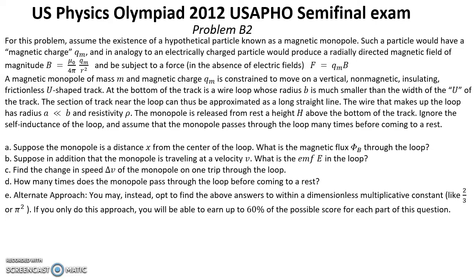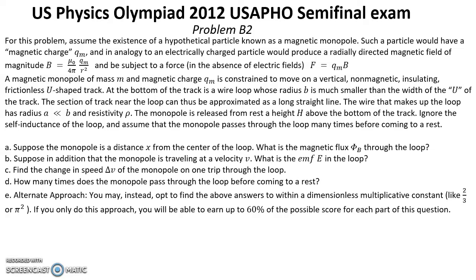The wire that makes up the hoop has radius a much smaller than b and resistivity rho. The monopole is released from rest at a height h above the bottom of the track. Ignore the self-inductance of the loop and assume that the monopole passes through the loop many times before coming to rest.